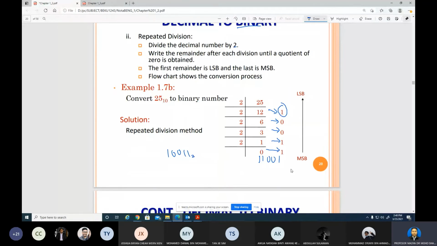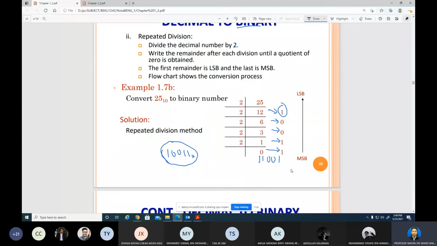For example, this one. That's why I mentioned to you, if you get this answer, please verify using your calculator. Is it 25 or not? If you don't get 25, that means your division is wrong. Your method or your calculation has something wrong. That's why you have to double check again.